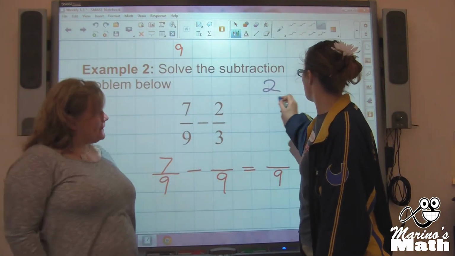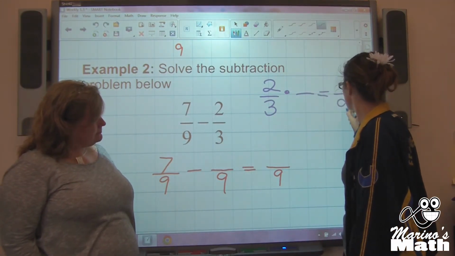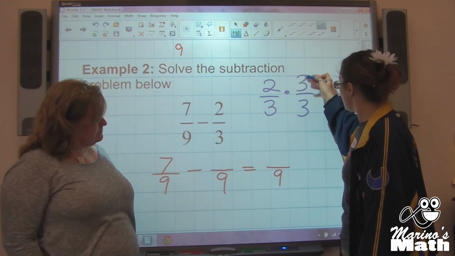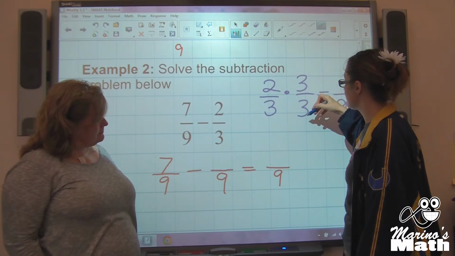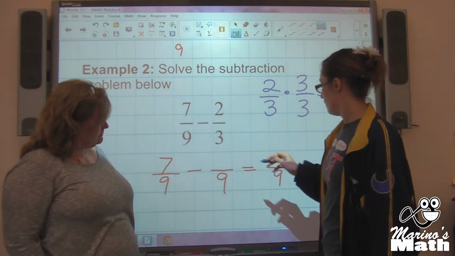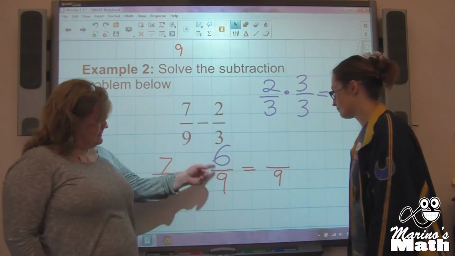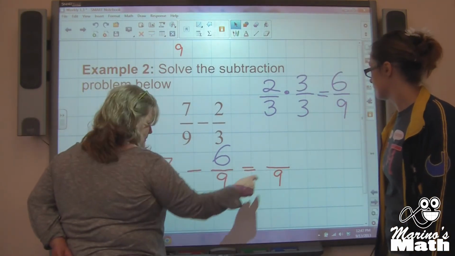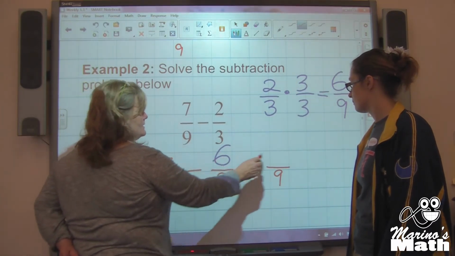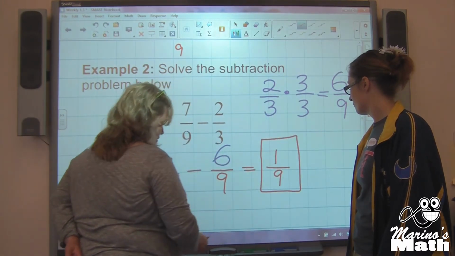All right, I'll do it. 2/3 times something over something equals something over 9. 3 times 3 is 9. My unit fraction needs to look exactly the same in the numerator as the denominator. 2 times 3 gives me 6, and I end up with 6/9. 7/9 minus 6/9. The 9s stay the same, but on the top we're going to subtract: 7 minus 6 is 1. Put a big box around it to show that's the answer.